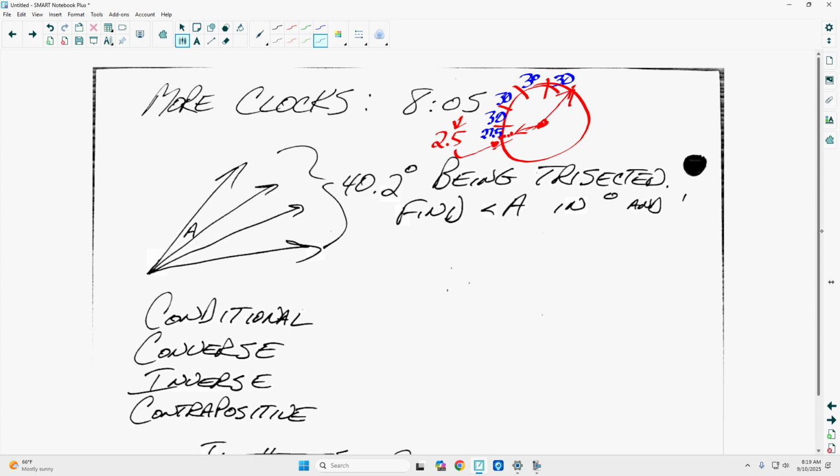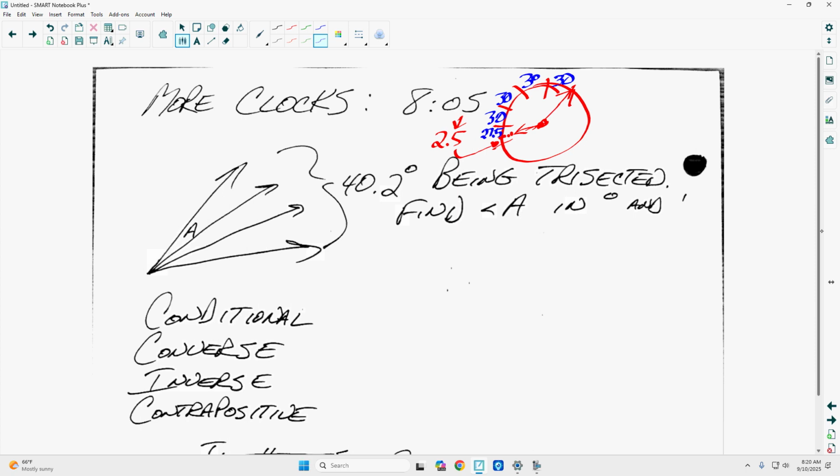All right, next one. If something's being trisected, find angle A in degrees and minutes. Okay, so we're just going to divide by 3, right? So we're going to take 40.2 and we're going to divide by 3. Turn that into a decimal. I got 13.4.